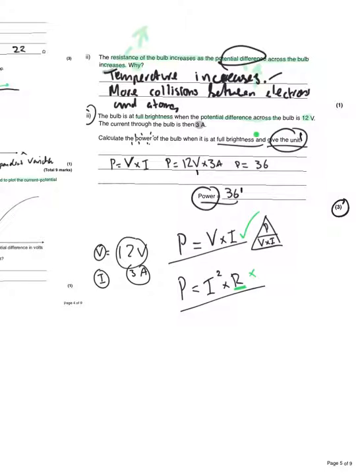Power is joules per second, and it is measured in watts. So what is a joule per second? It's the amount of energy transferred every second.